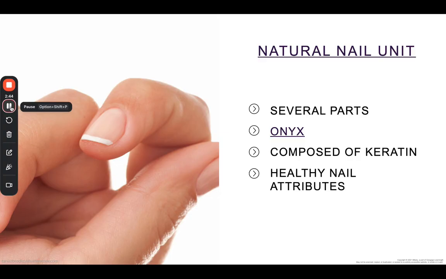The natural nail unit is made up of several major parts, including the nail bed, matrix, nail plate, cuticle, eponychium, hyponychium, specialized ligaments, and nail folds. All of the parts of the finger from the tip to the first knuckle are referred to as the natural nail unit. The natural nail itself is technically referred to as the onyx. You need to make sure that you understand and know the term for the natural nail, again, which is the onyx. It is composed mainly of keratin, which is the fiber-shaped protein found in the skin and hair.